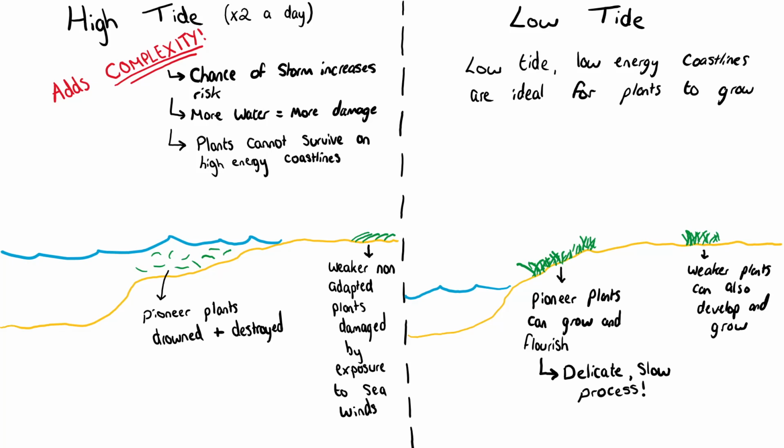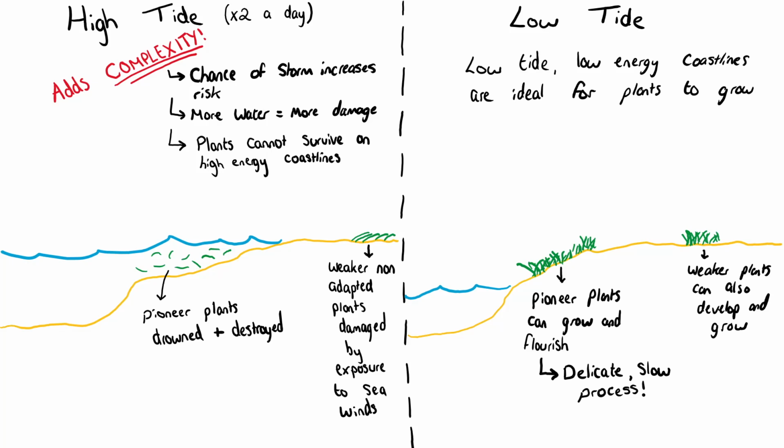Plants can't survive on these sorts of coastlines, especially if it's a high energy coastline with those hard crashing waves scouring away at the sediment as well. And this basically affects those weaker non-adapted plants that are further inland, as they get exposed to more sea conditions, so heavy storm conditions, wind, rain.